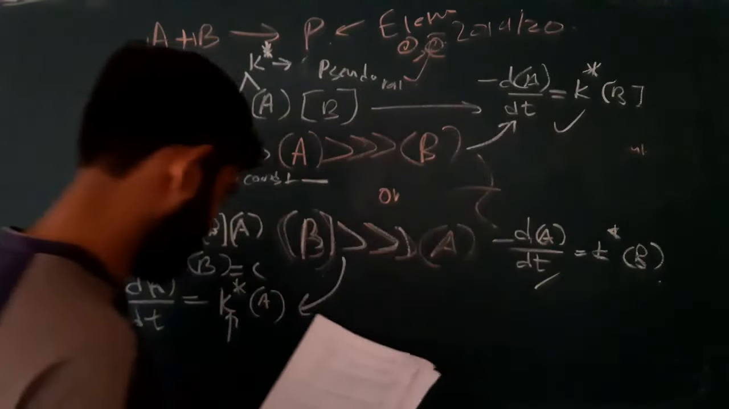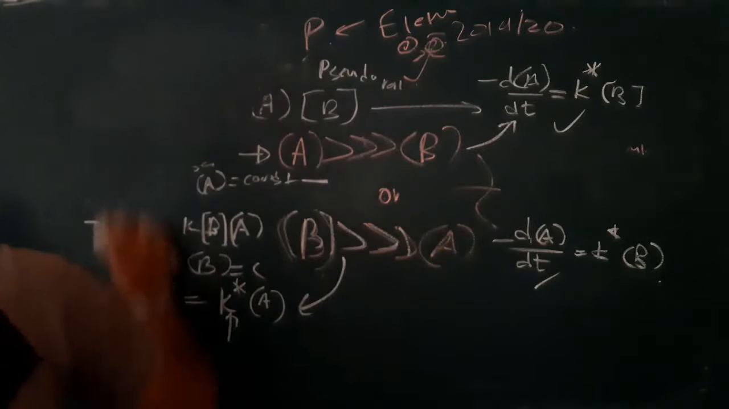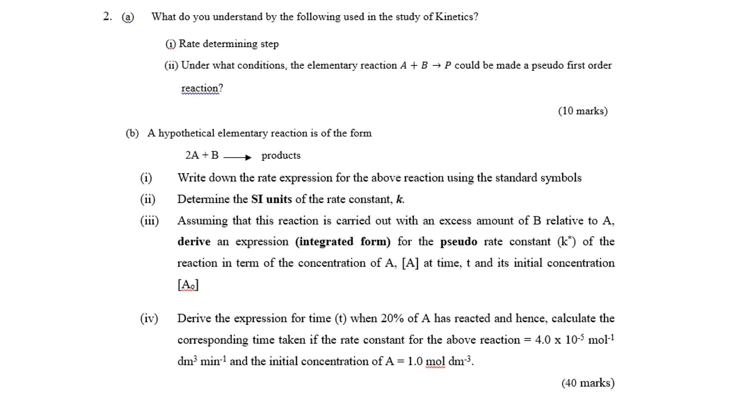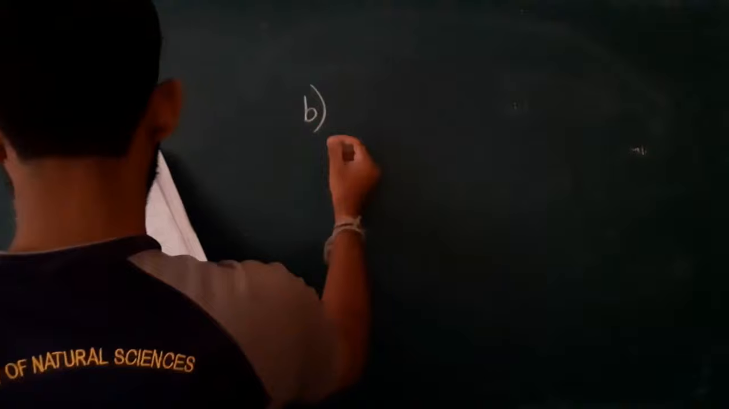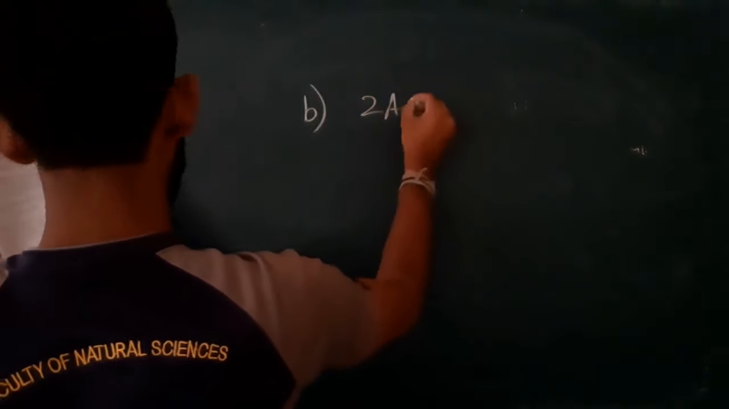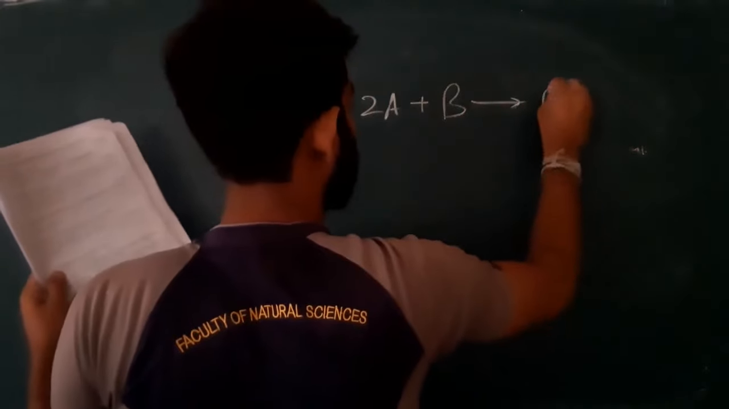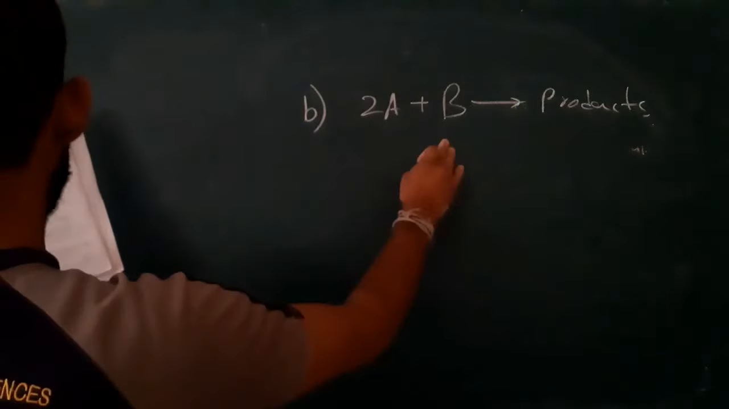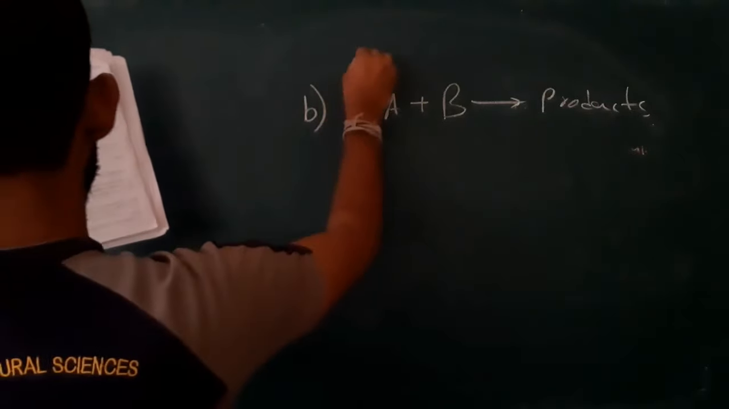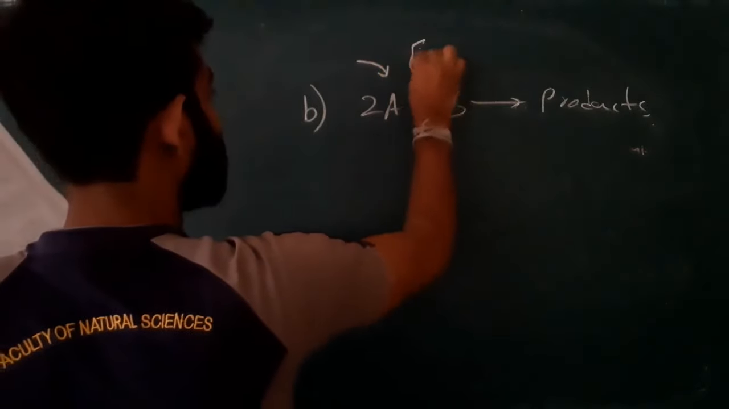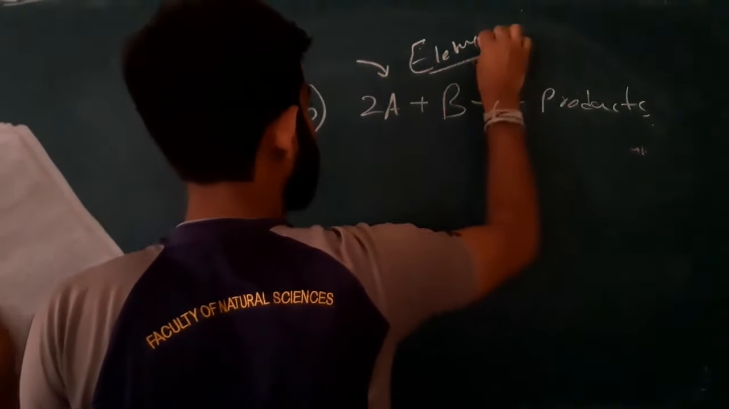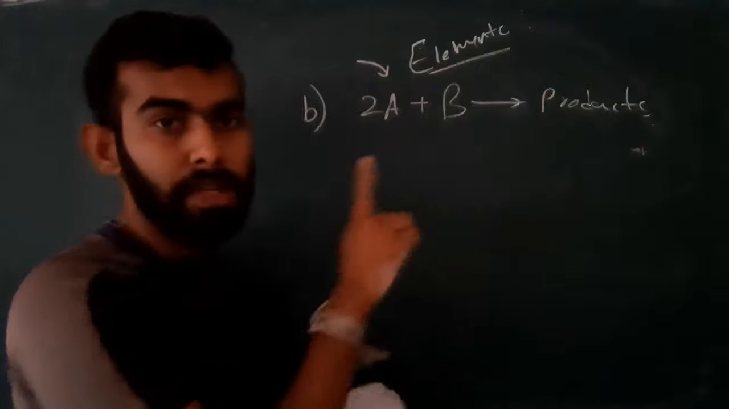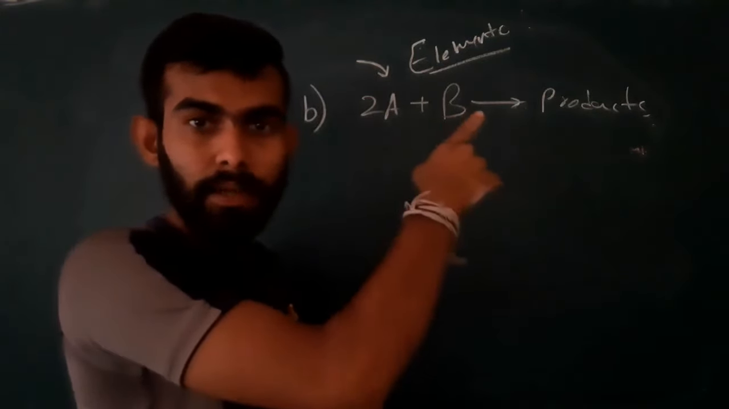So, the second part, B part. 2A plus B will give products. They have given that this is a hypothetical elementary reaction. Highlight that word, elementary. That means it is a single step reaction. So the stoichiometry of these reactants will represent their orders.